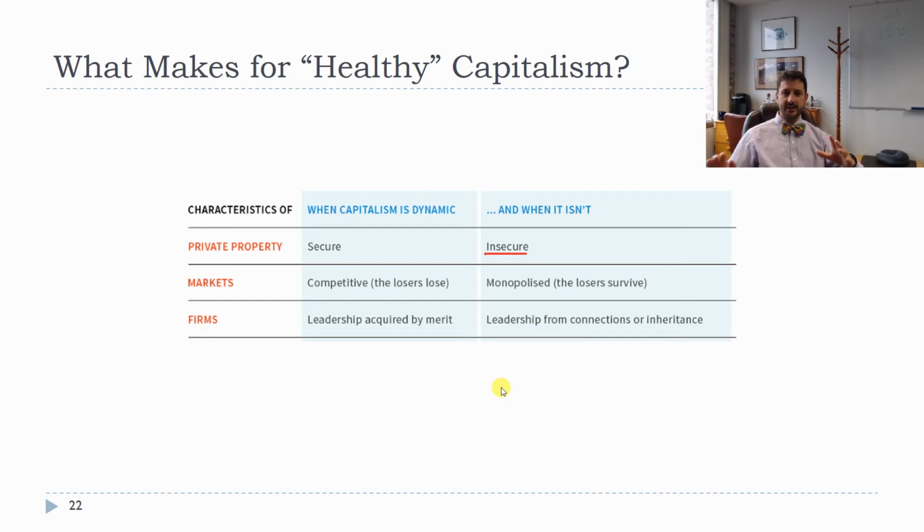And then finally, these firms, their leadership, their executives, have to be the people who are most successful at doing what they're doing, right? They're not the president's brother. They're not the founder's grandson or granddaughter, because those people might not be the most successful. And if there isn't competition and those companies are still allowed to stay in business, then we won't really get the growth that we've associated with capitalism in the past.